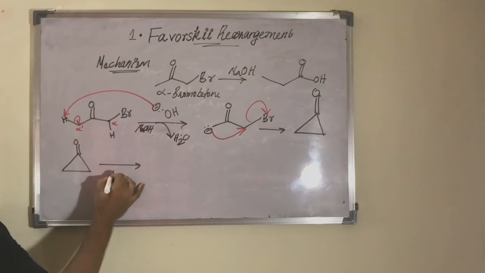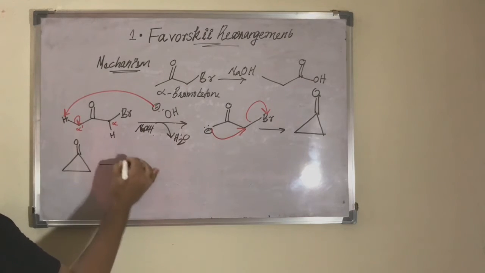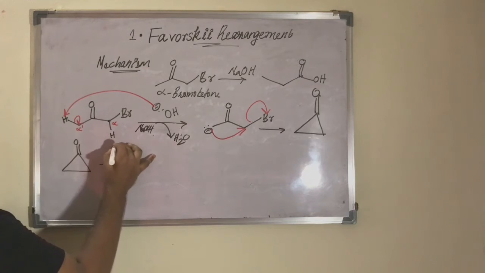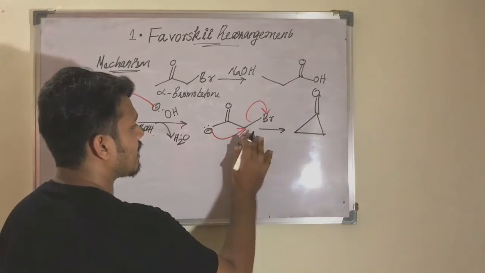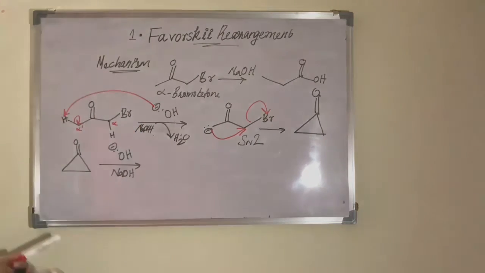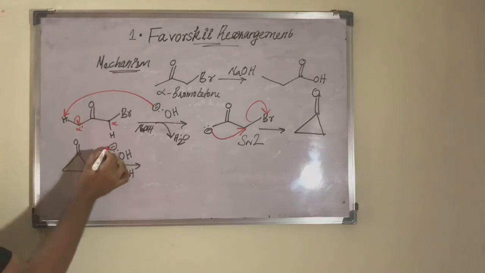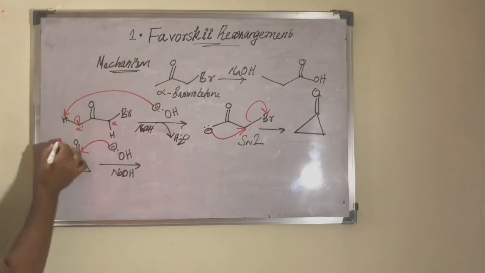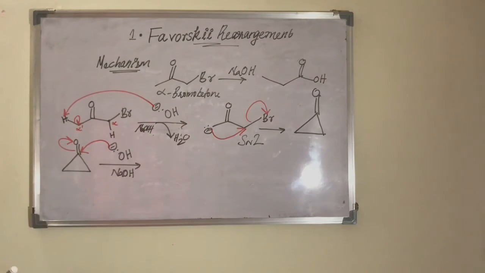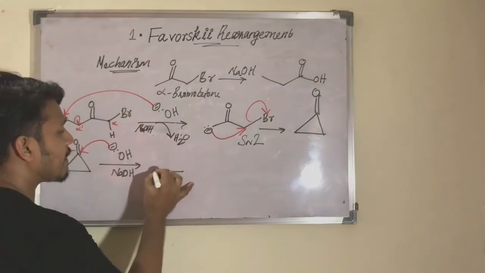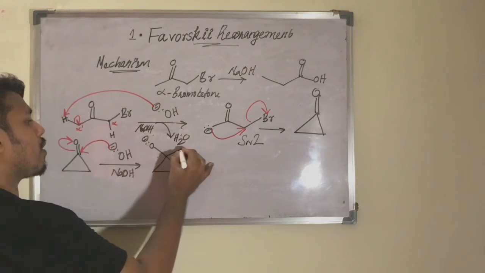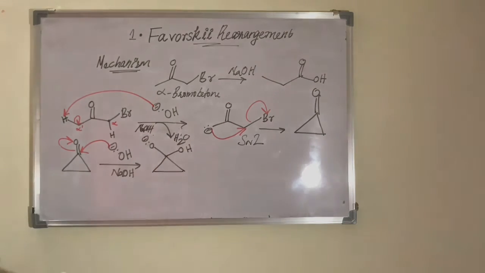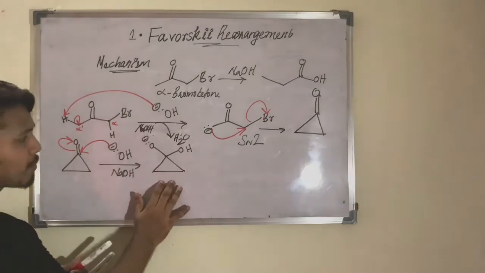Again, the same reagent comes into the picture, NaOH, that is OH minus ion. It will undergo intramolecular SN2 reaction. Here it will undergo nucleophilic addition to this carbonyl compound. Now what will happen? You will end up with O minus OH. And this is the crucial step, the most important step.